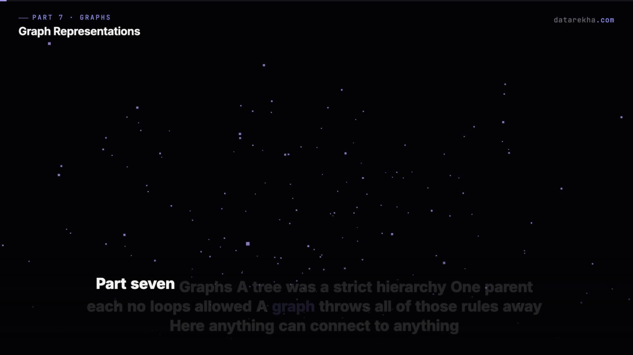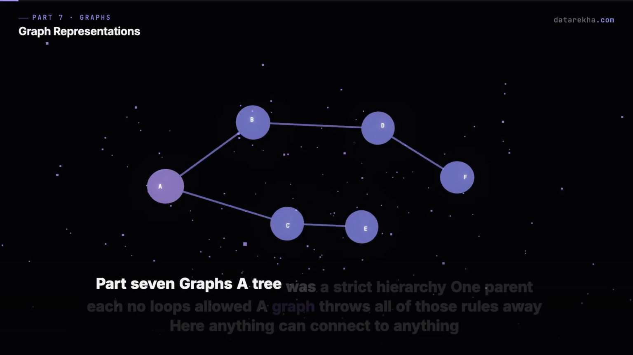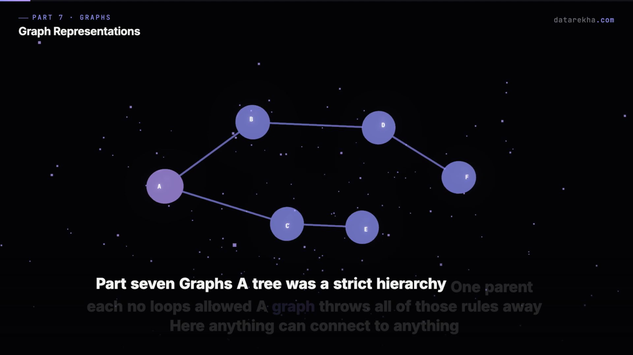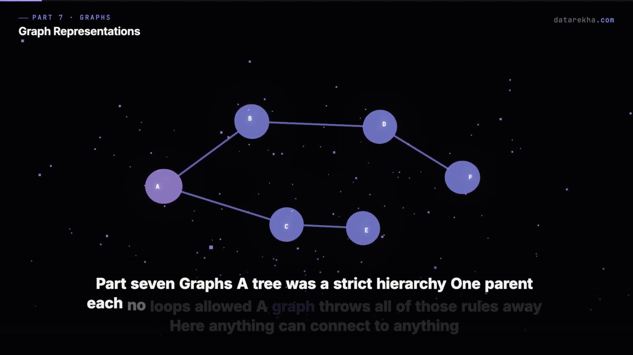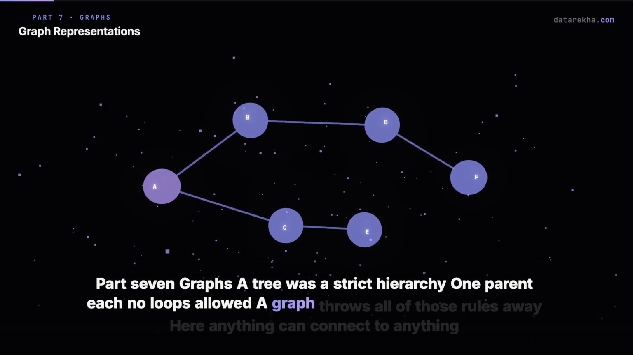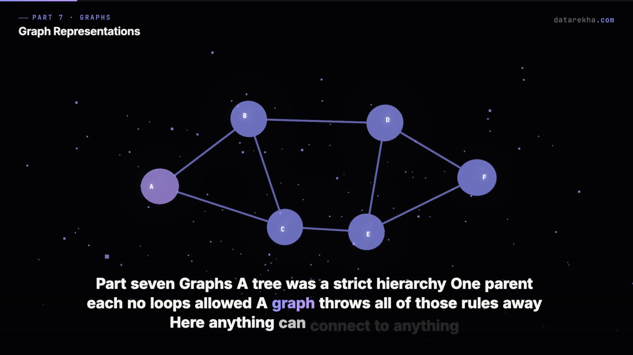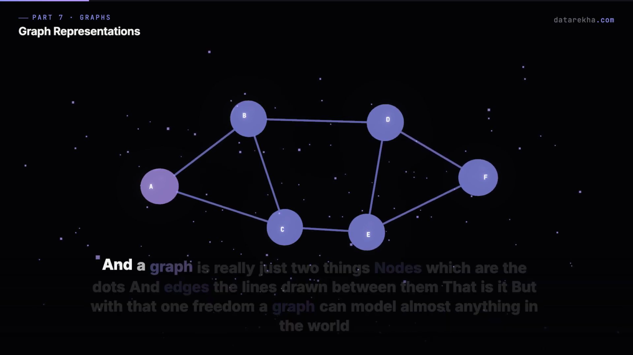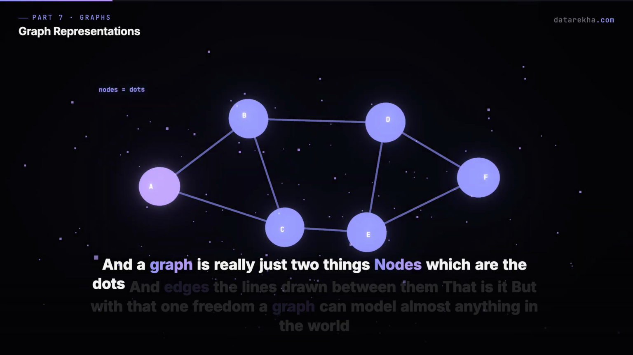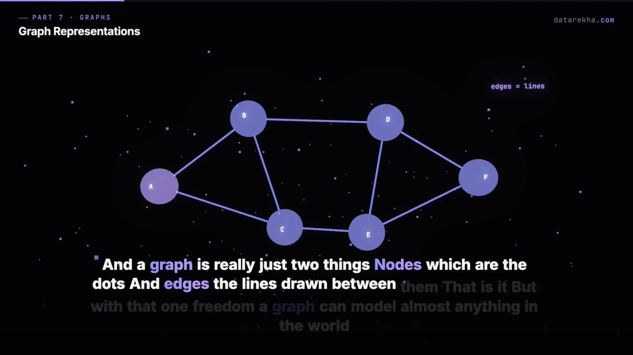Part 7. Graphs. A tree was a strict hierarchy. One parent each, no loops allowed. A graph throws all of those rules away. Here, anything can connect to anything. And a graph is really just two things: nodes, which are the dots, and edges, the lines drawn between them.